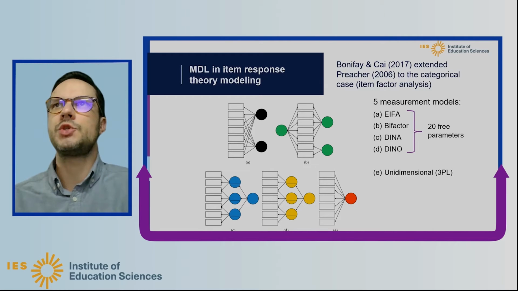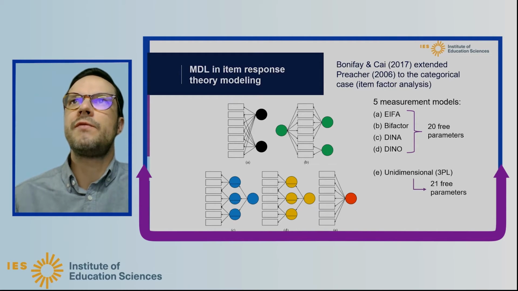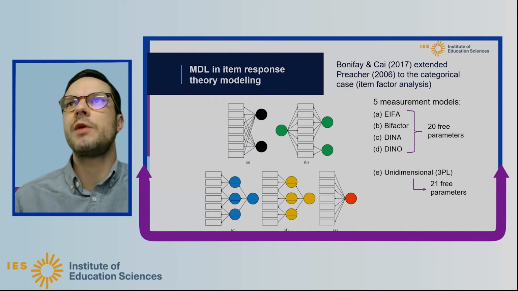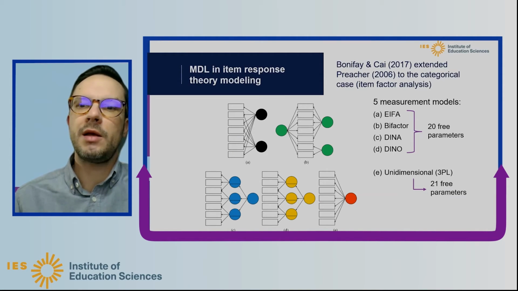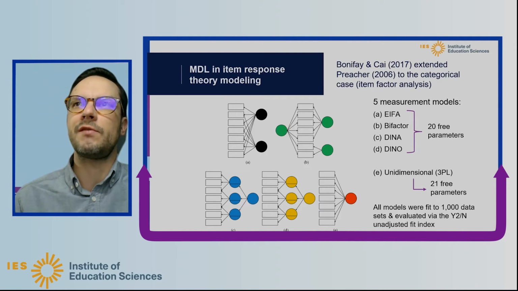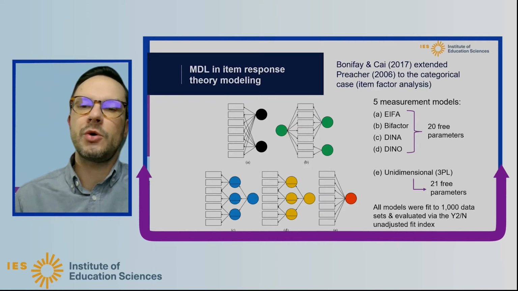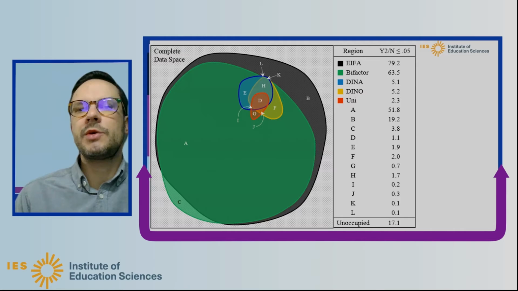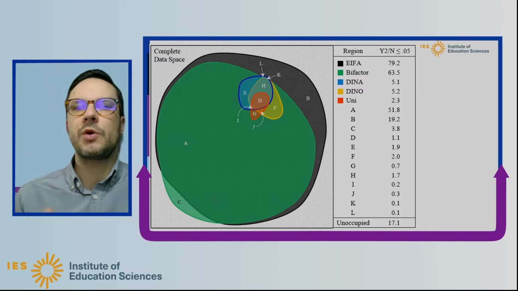The first 4 models had 20 free parameters. The 5th model, the unidimensional model, actually had an extra parameter. It had 21 free parameters because of this 3PL specification that we made. All models were fit to 1,000 data sets and evaluated via the Y2 unadjusted fit index. And we presented the results with this sort of figure here.